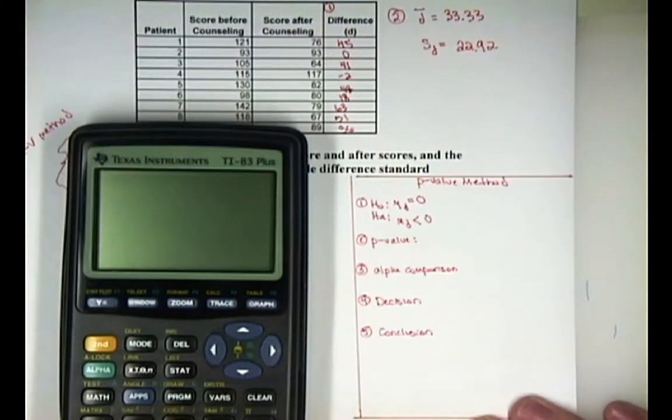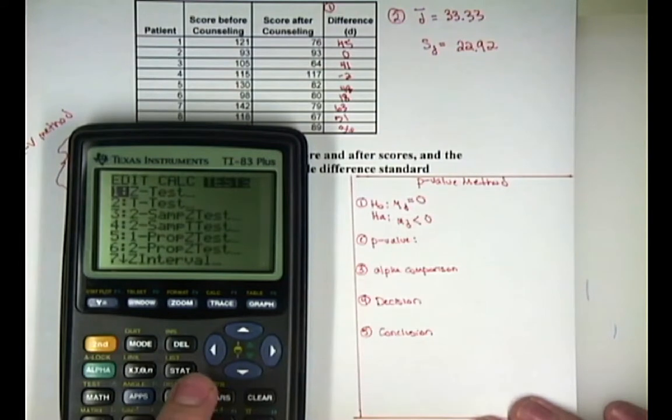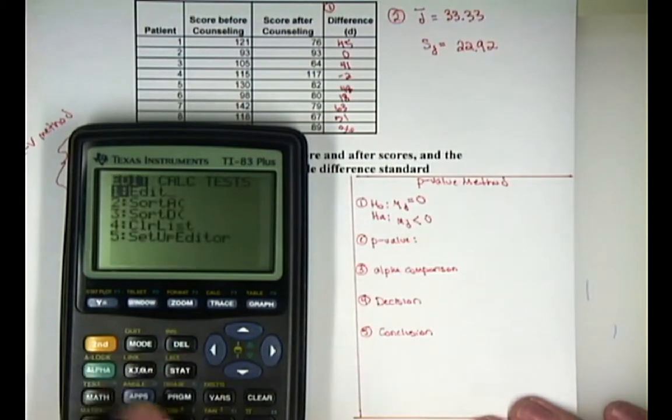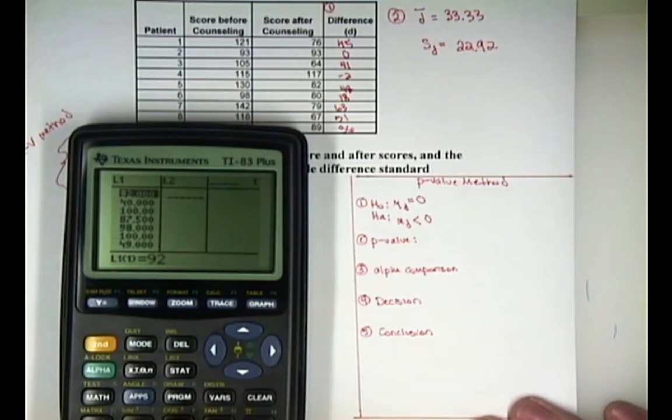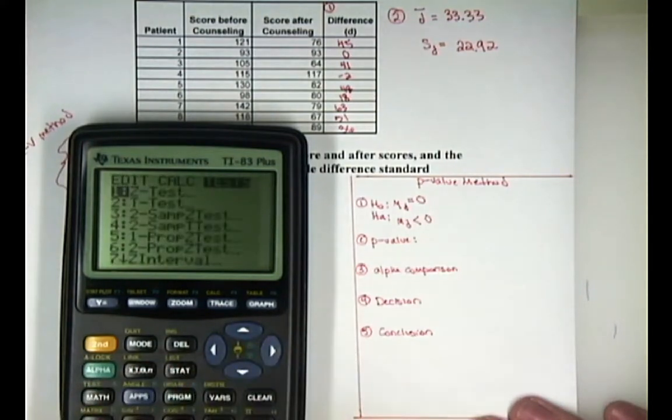We're going to, of course, get into our stats menu. We're going to go down to test. Now you could do this two different ways. You could either enter the data into list 1, and then you would use data to do your statistics, or you can use statistics to do your p-value. So we already have the statistics, so I'm going to go to test, and this is a t-test.